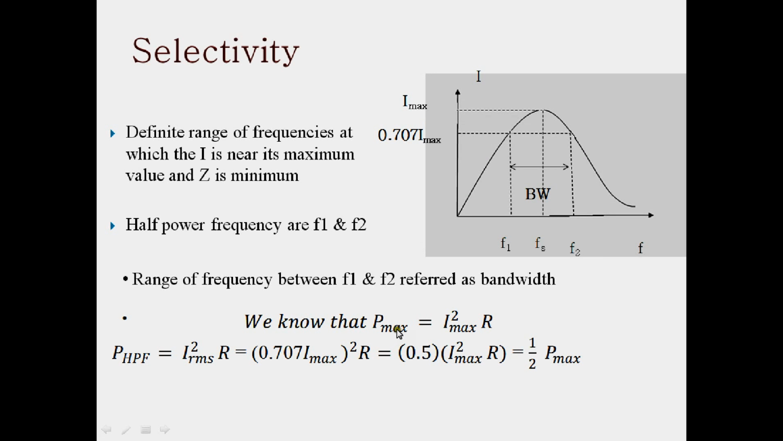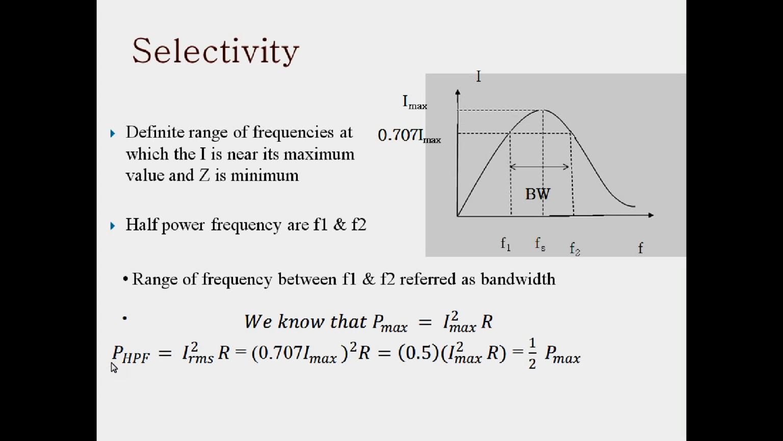Now we know that for power, the formula is I square into R. So maximum power is equal to I square max into R, because R is a constant factor. Resistance is always constant for any circuit once the circuit is designed. After designing, the resistor does not change its value depending on current or voltage.